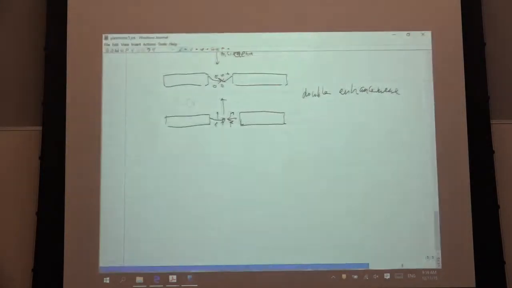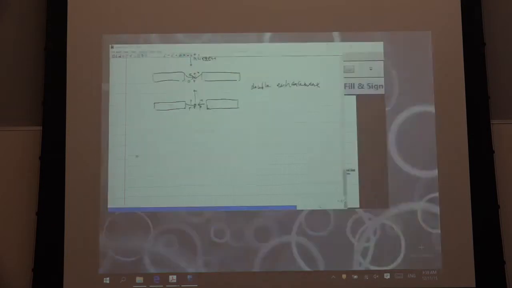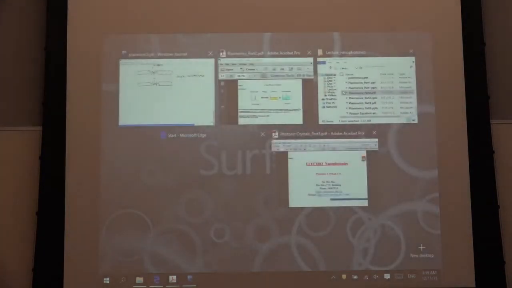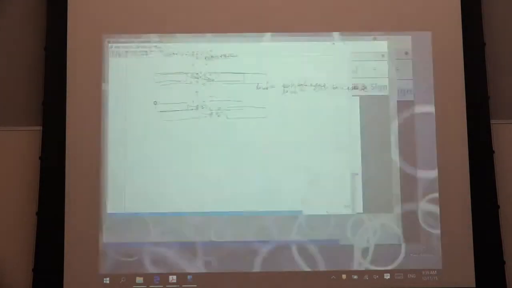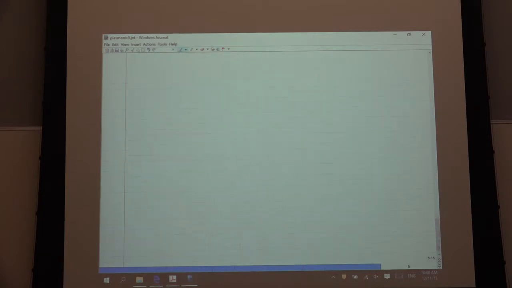What happened? Oh, sorry. I don't know what I touched. Well, we can go to the bottom and switch to the other one. Yeah, okay.